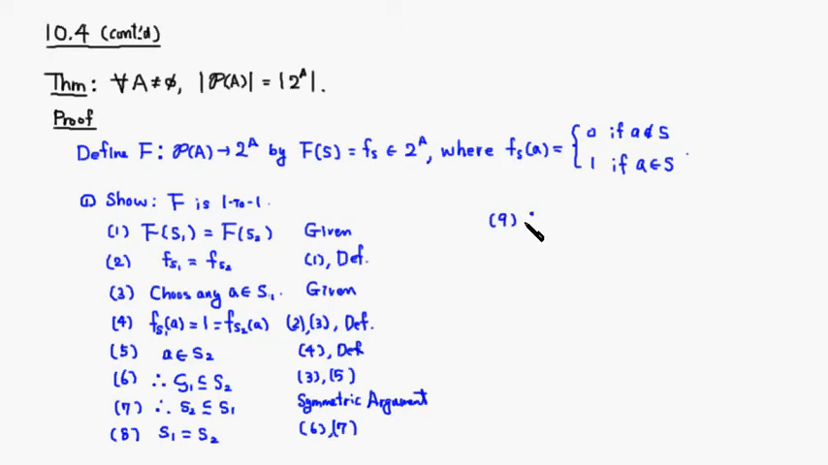So therefore, since we started with F of S1 equals capital F of S2, which is 1, and ended up showing that S1 equals S2, I'm using 8 to conclude that F is indeed one-to-one.